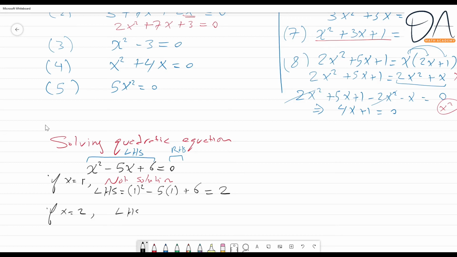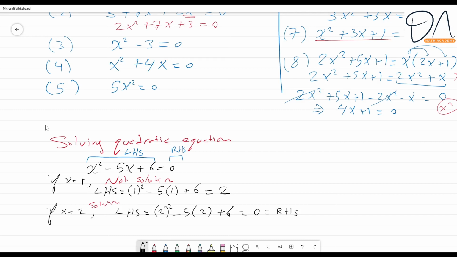So let's try x equal to 2. Now the left-hand side of the equation, again, we're going to substitute 2 for x. So we'll get 2 squared minus 5 times 2 plus 6. So this is 2 squared, 4. And if I add it to 6, I get 10. Now the only negative term is this one, 5 times 2, which is also 10. So you'll have 10 minus 10, that gives you 0, which is the right-hand side. So this is actually a solution.